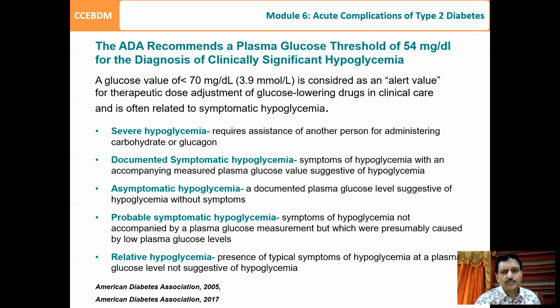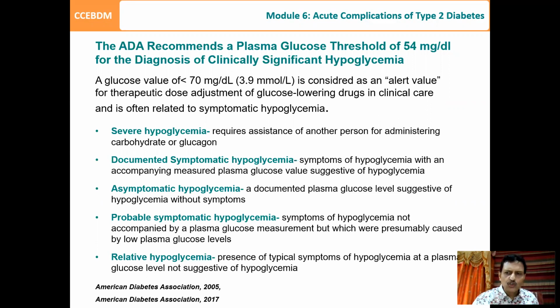There is probable symptomatic hypoglycemia, which means that the patient has a feeling of hypoglycemia, symptoms of hypoglycemia. The patient did not measure his blood glucose. He did not have a meter at that point of time to measure the hypoglycemia.